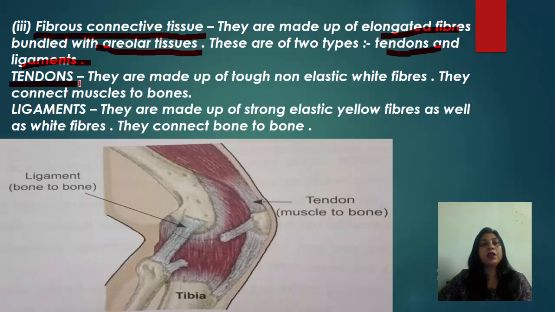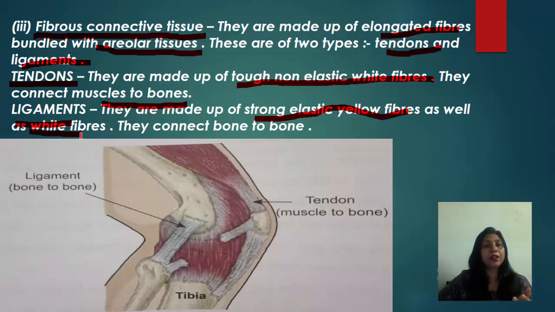What are tendons? They are made up of tough, non-elastic white fibers. They connect muscles to bones. And what are ligaments? They are made up of strong, elastic yellow fibers as well as white fibers. Means in tendons only white fibers are there, but in ligaments white as well as yellow fibers are there, and they connect bone to bone. You can see in this figure.